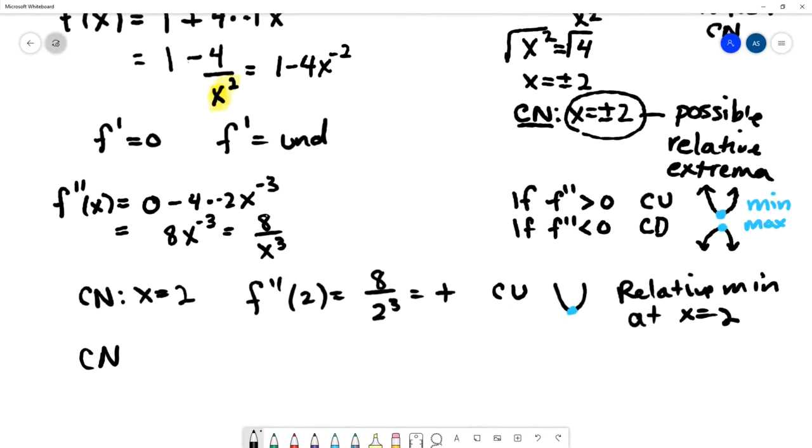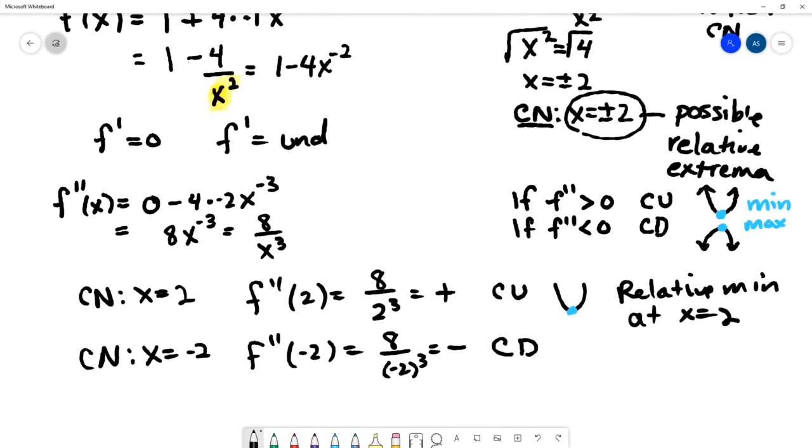And then we have a critical number of x equals negative 2. So if we calculate that in the second derivative, we have 8 over negative 2 cubed, and this is going to give me a negative. It's concave down at that point, which creates a max. So we have a relative max at x equals negative 2.